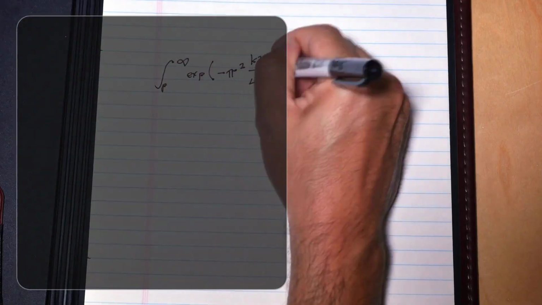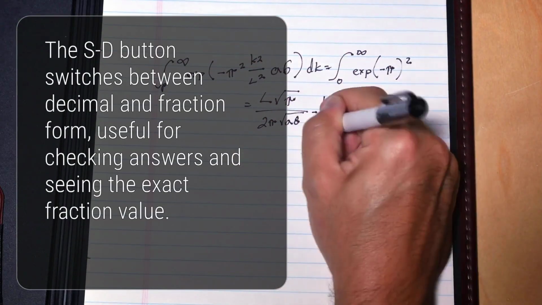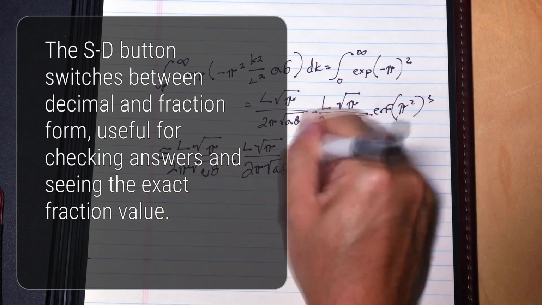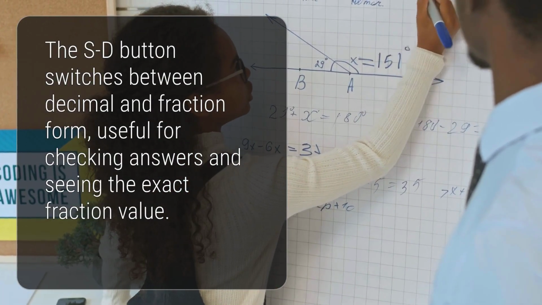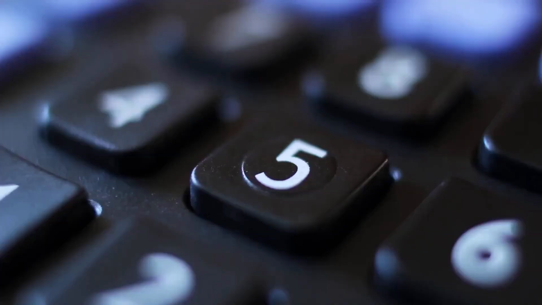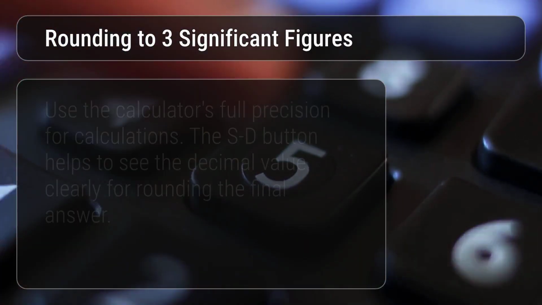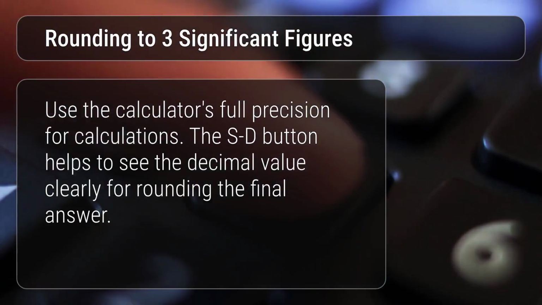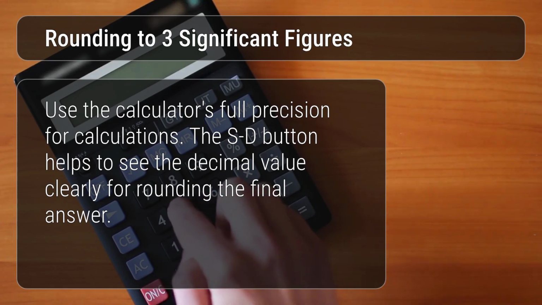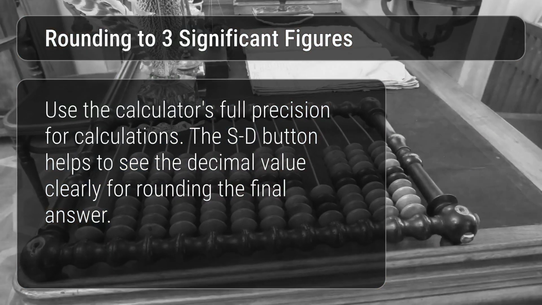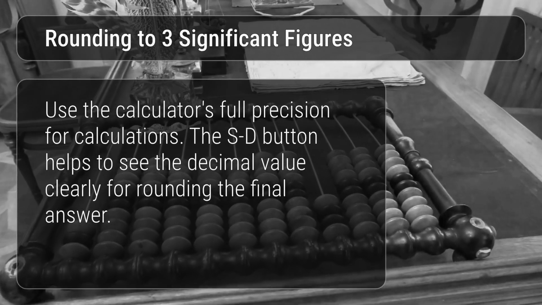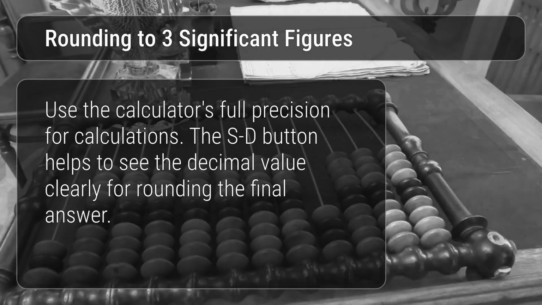We touched on this earlier, but the S⇔D button, or similar, is great for switching between decimal and fraction form. It's useful for checking answers or seeing the exact fraction value. While your calculator doesn't have a specific round to 3 significant figures button, you'll use its full precision for calculations and then round your final answer yourself. The S⇔D button can help you see the decimal value clearly for rounding.